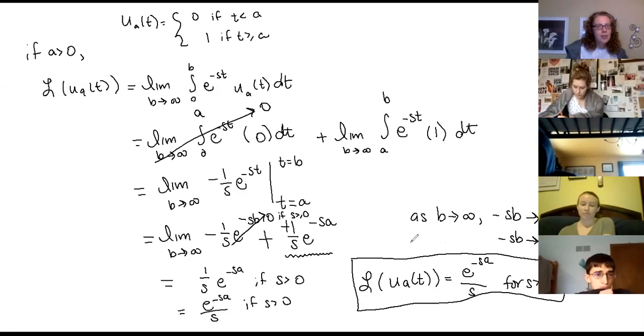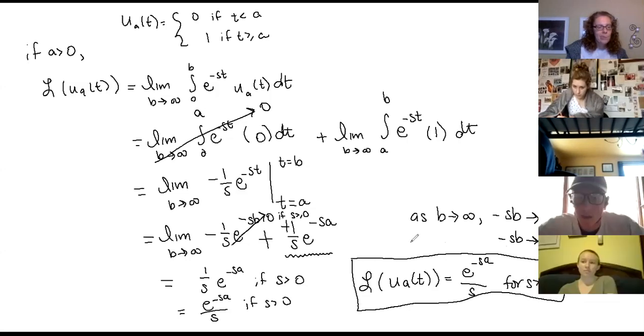Stuart, question. Yeah, so I guess I'm just confused because if negative sb is going to positive infinity for s less than 0, how come we're not using that and getting a second answer?